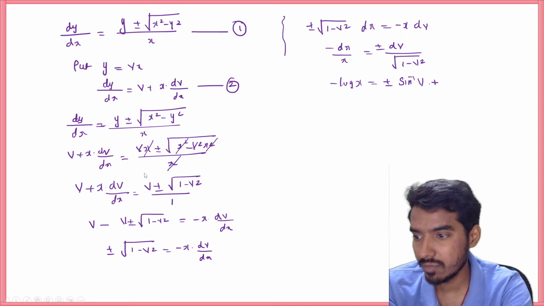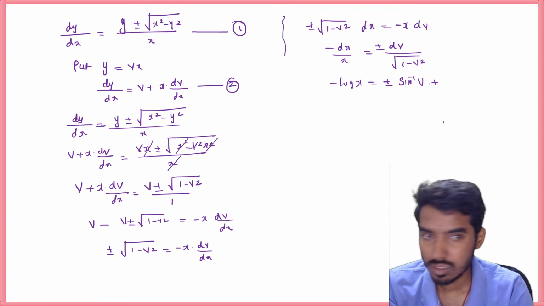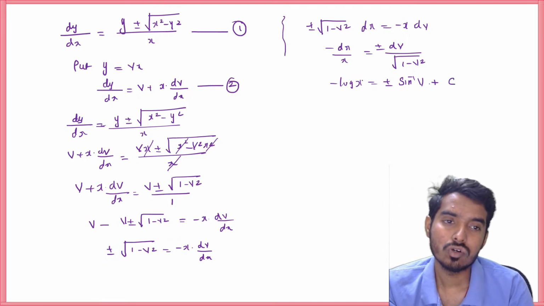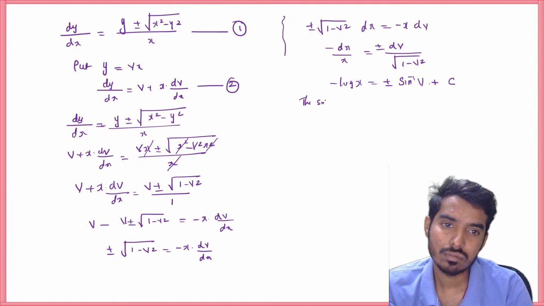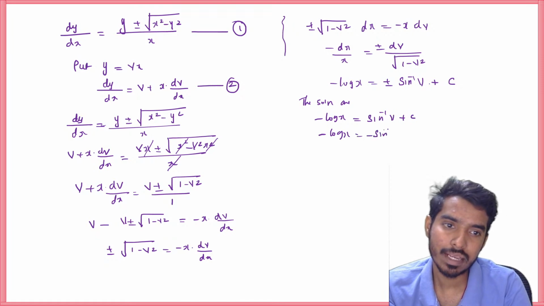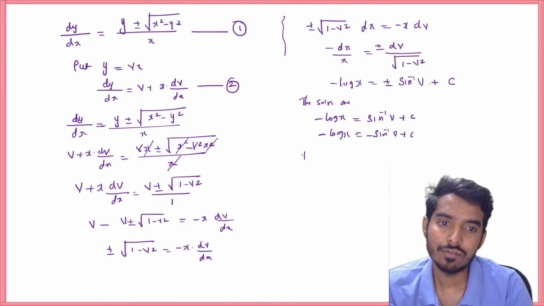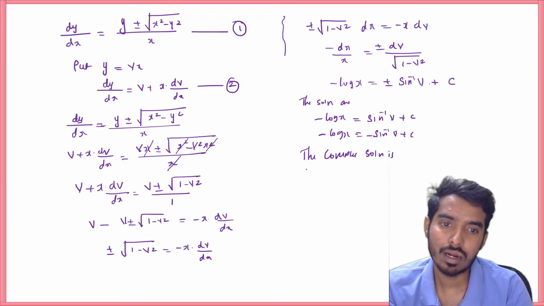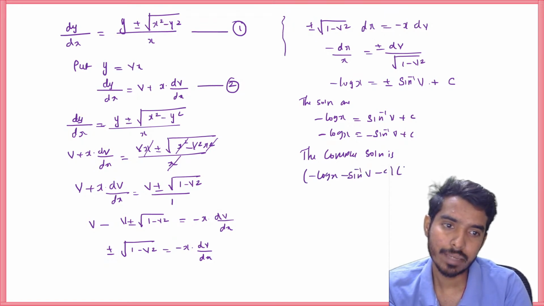Let us call that to be equal to some c. So the solutions are minus log x is equal to plus sine inverse c, and minus log x equal to minus sine inverse c plus c. Right? Therefore, the complete solution is minus log x sine inverse of v minus 2 log x plus sine inverse.